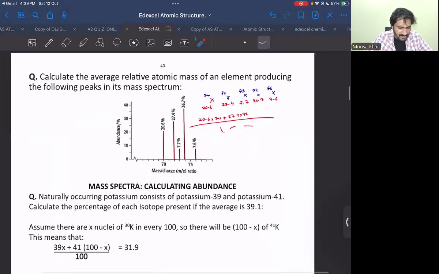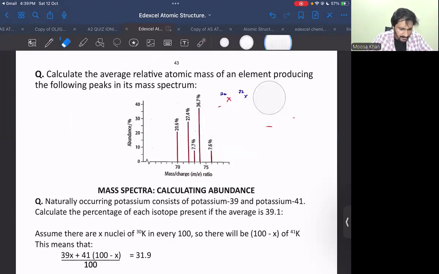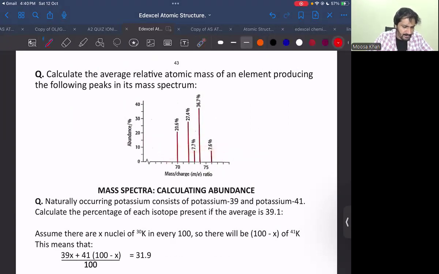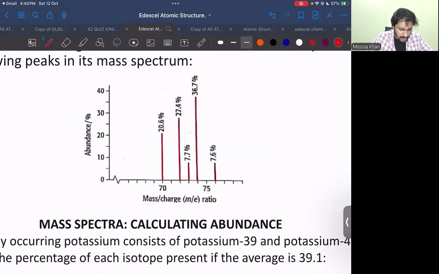For example, the mass spectrum of this element is not named, but if you see the peaks, we have 1, 2, 3, 4, 5 peaks. It means this particular element has 5 isotopes. You can also read out the masses of each isotope. The first isotope has a mass number of 70, the second 72, the third 73, the fourth 74, and the fifth 76.